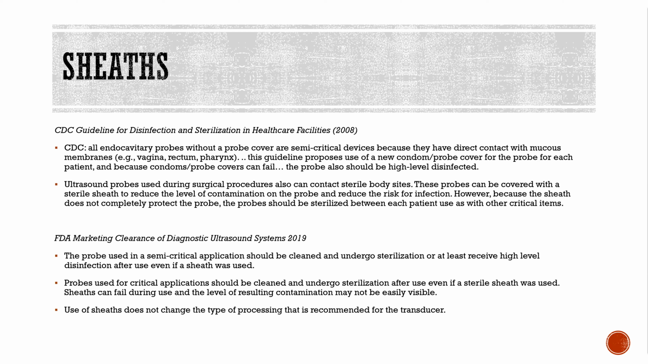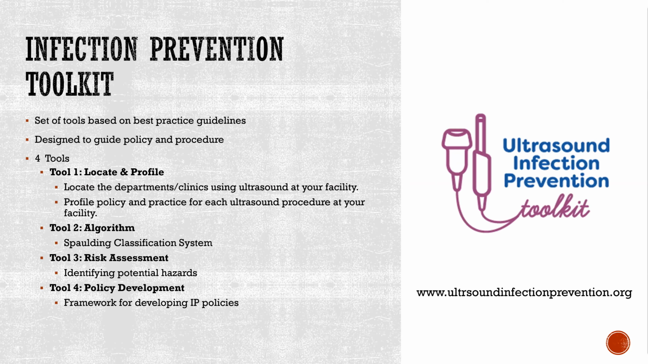There's also a number of different toolkits out there. This is the Infection Prevention Toolkit. It contains a number of different types of tools and resources, and they're really designed to help design and boost your policies and procedures around ultrasound. It's broken up into 4 different sections. The first tool is looking at where your ultrasound is being used, with recommendations and ideas around how to track down where they're going, and identifying where they are and what they're being used for.